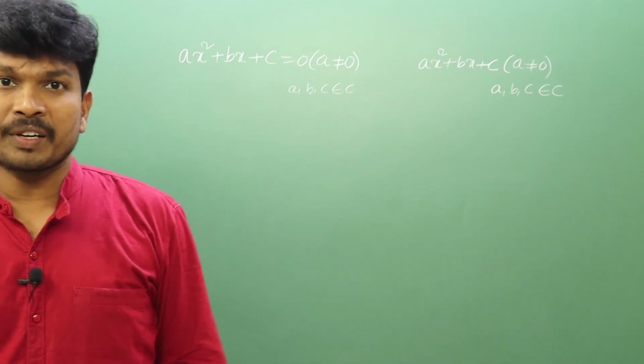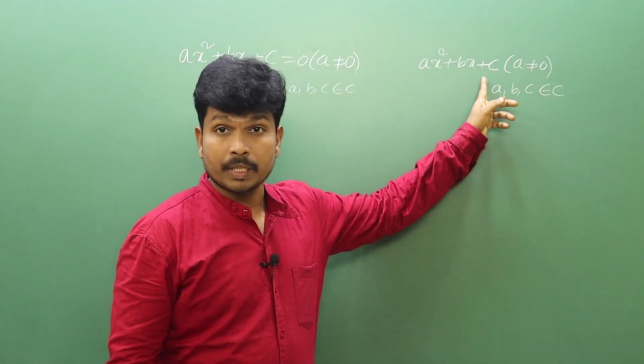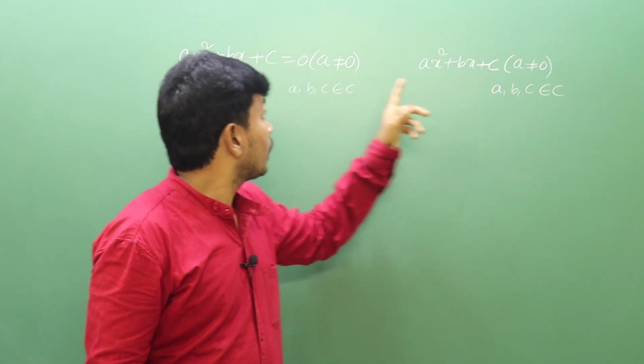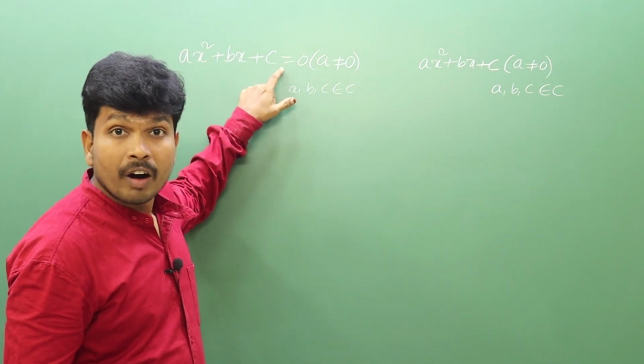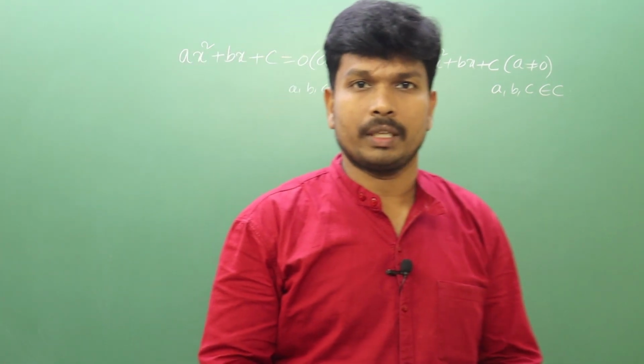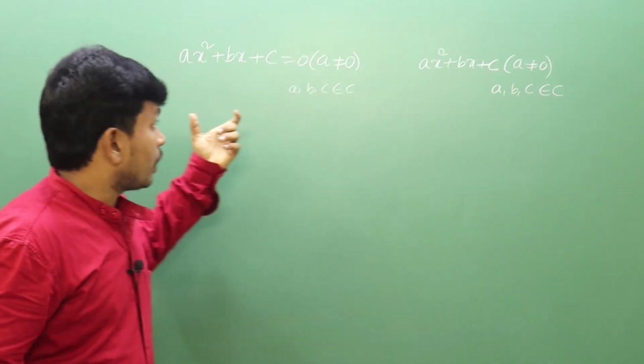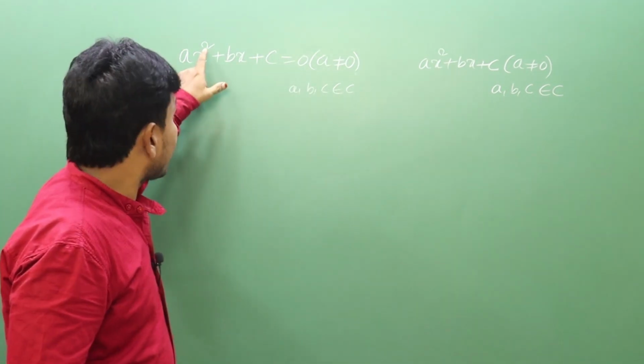What is the difference between them? Observe once. Yes, this is the expression. This expression having an equality sign is called an equation. In lower classes you have learnt this. It is a quadratic expression. It is a quadratic equation whose degree is 2.